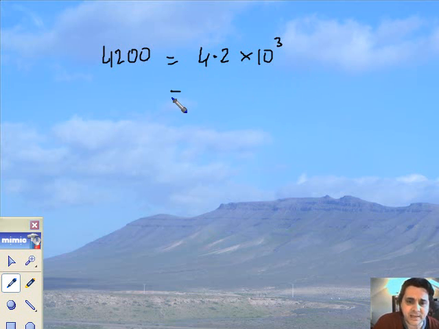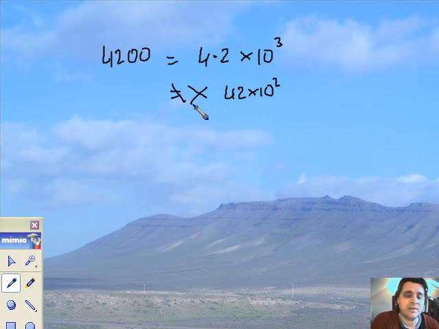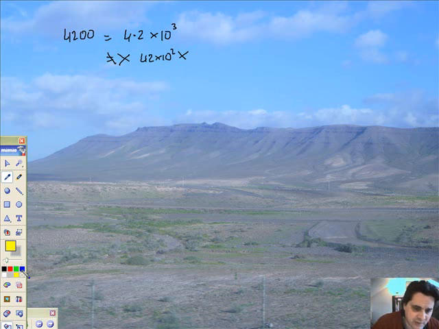Please note, it is not equal to 42 times 10 to the power of 2. Mathematically they're the same, but standard index form requires a single integer before the decimal point and the figures following kick in. So don't ever do that. I'm going to leave it there, put a box around the correct one. Remember, that's right, that's wrong. I did say we can do it with very little numbers as well.